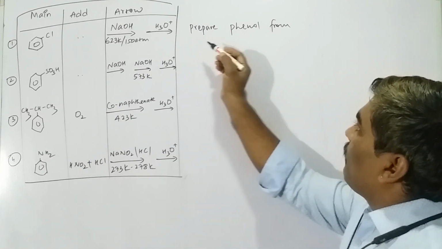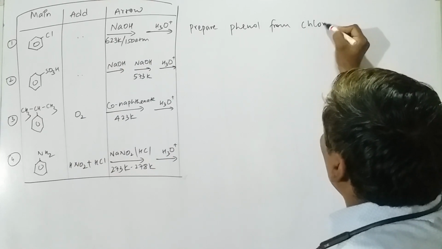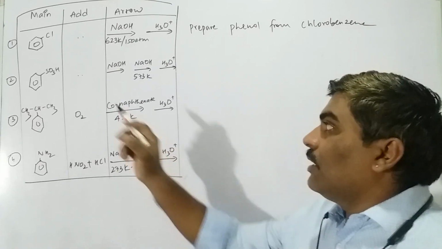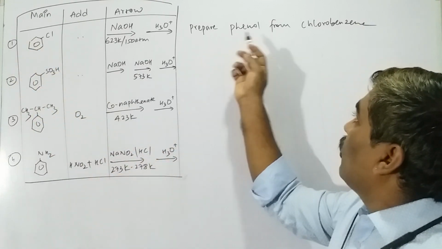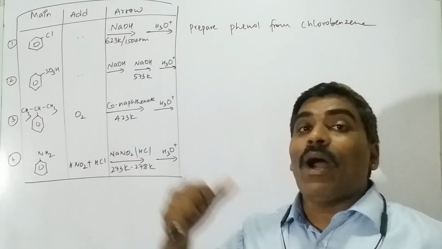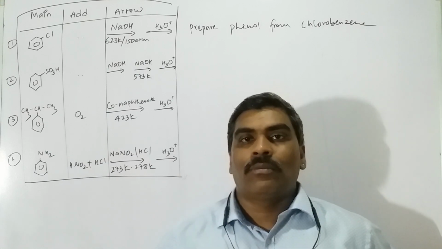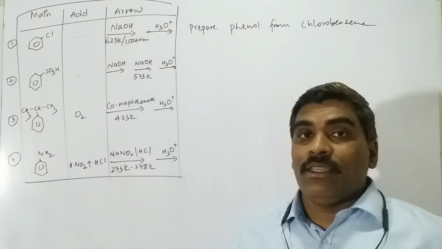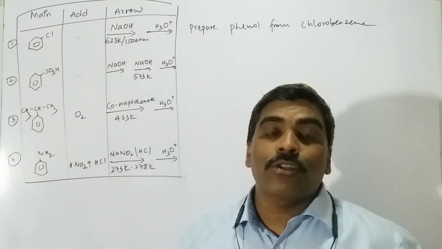Now the question is, prepare phenol from, say, chlorobenzene. Or, this process is known as the Dow's process. So it can be like prepare phenol by Dow's process. If it comes from Dow's process, why is this formula important? If it is Dow's process, you should know main, add, arrow, means what we add, what is the main material. So from here you can understand the main material is chlorobenzene.